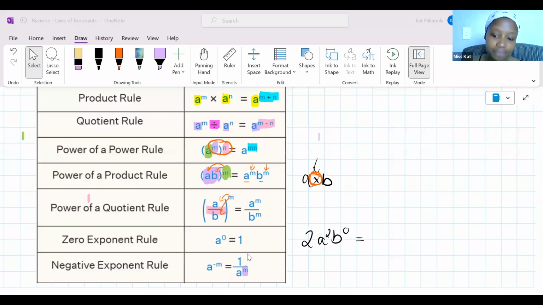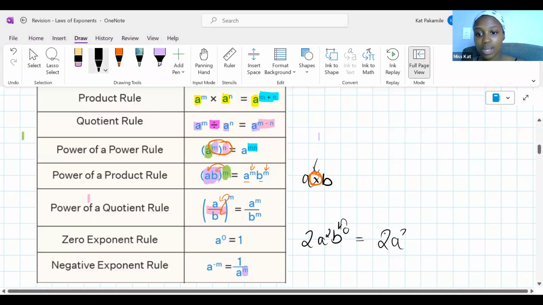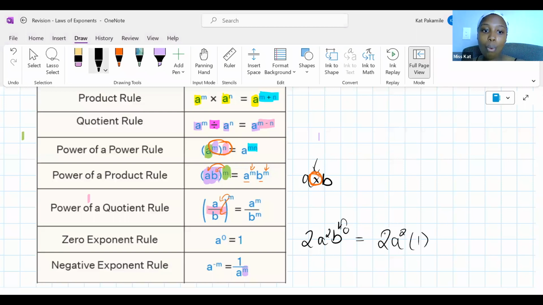Lee says B. And now that I asked you that, ooh, who's that? Tando got where I was going with this. So this exponent only belongs to B. Okay, so it doesn't affect a squared, only the B will change to a 1. And 2a squared times 1 is just 2a squared.